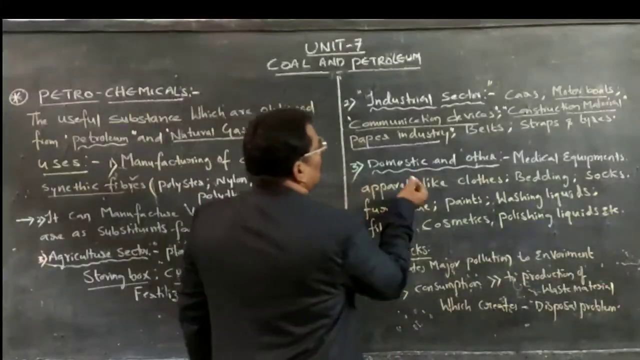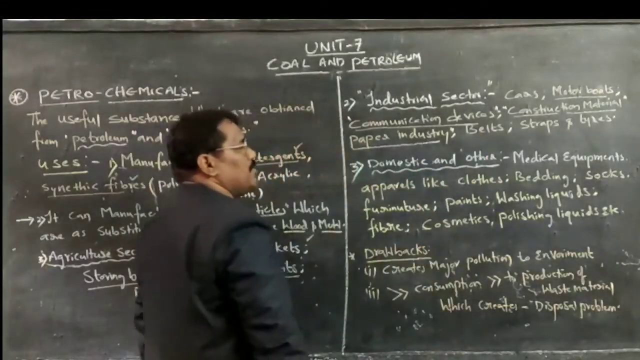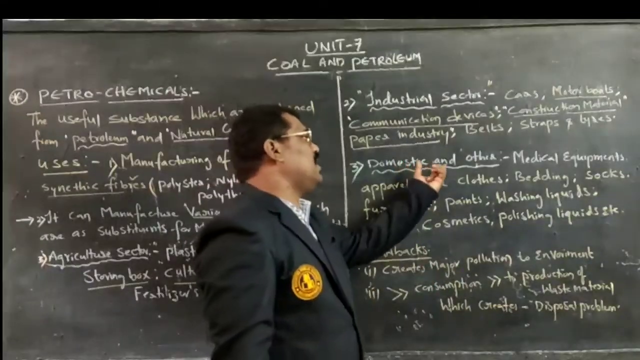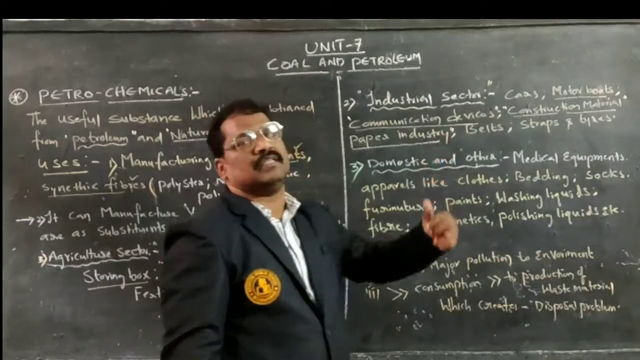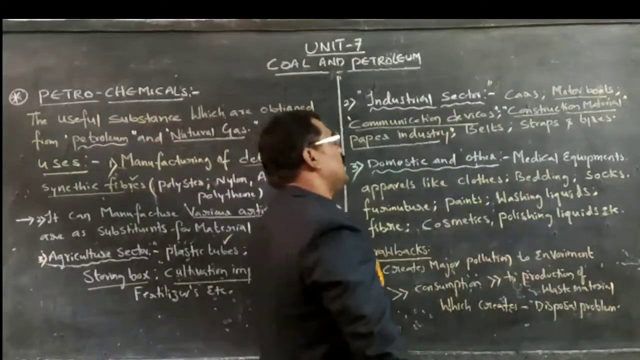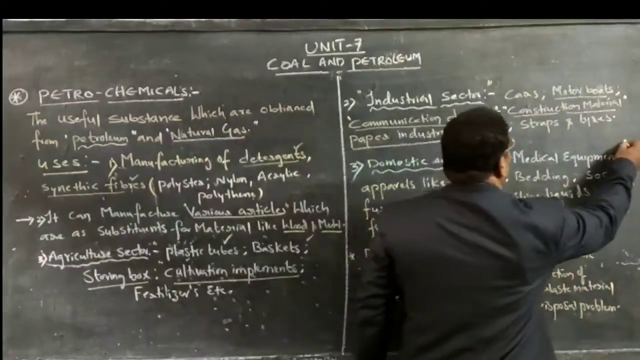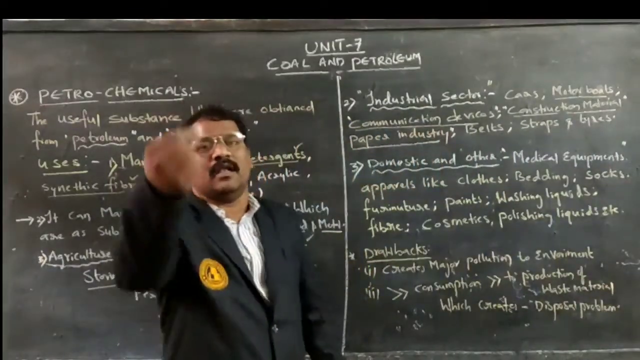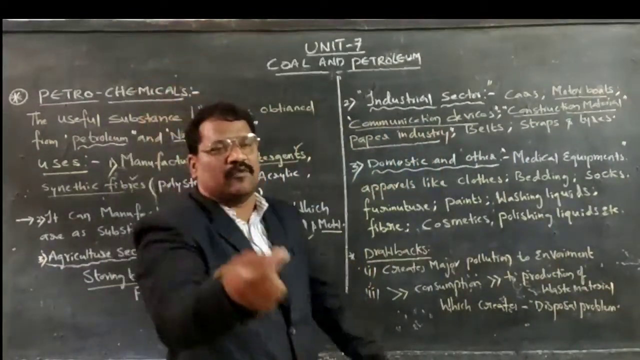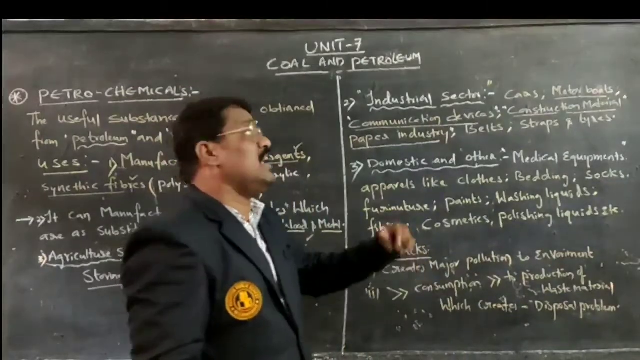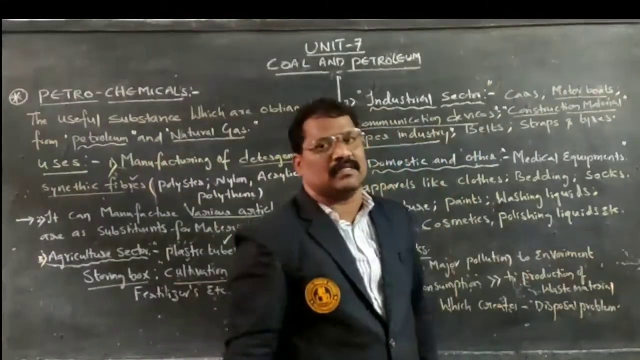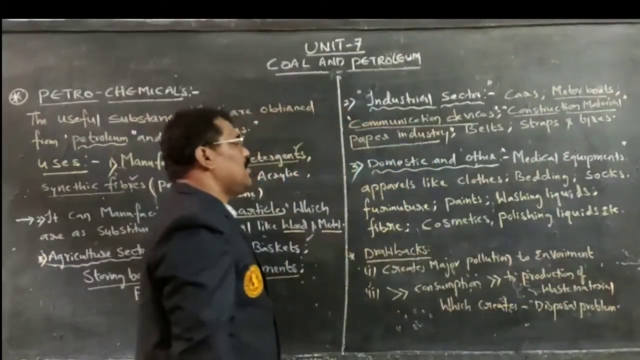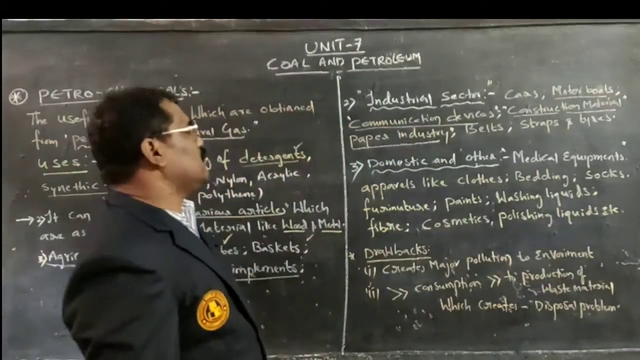Third one is domestic as well as other purposes. Petrochemical products can be useful for domestic purposes as well as other purposes. First one is medical equipment. What is used there? Saline bottle, syringe, plastic pipe to set up saline. Various articles, masks, including the dresses, are made up of petrochemical products.